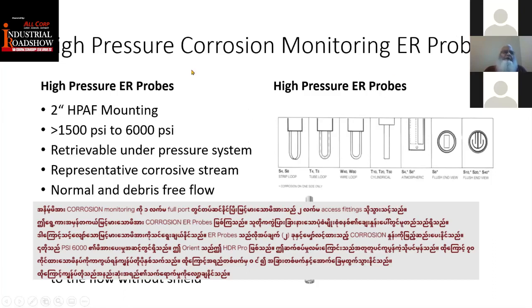These are the actual high pressure corrosion monitor ER probes. They have different shapes depending upon the rate of corrosion of the system. So accordingly, you can select high pressure ER probes which can meet your requirements and the anticipated corrosion rate. They come in pressure ratings of more than 1,500 psi to 6,000 psi.